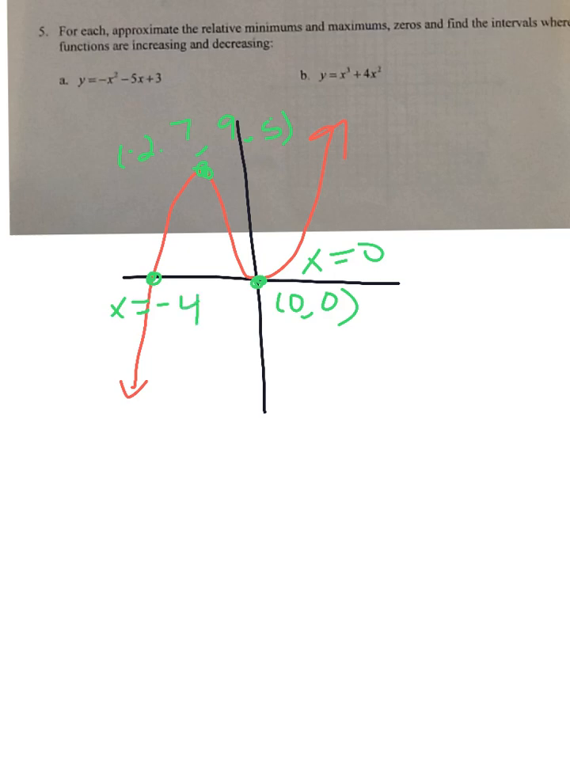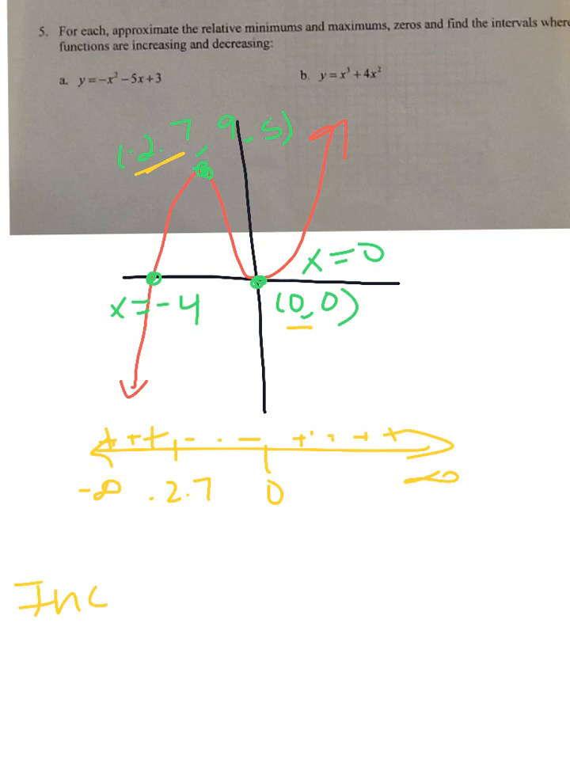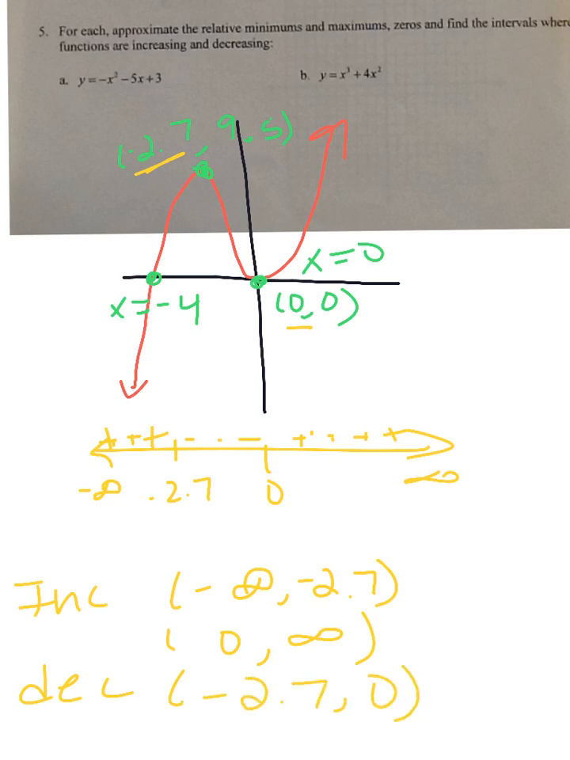And now I need where it's increasing and decreasing. So you're going to plot the x value for your max and your min. All right, so it's increasing here, decreasing here, increasing in here. Okay, so it's increasing from negative infinity to negative 2.7, and it's also increasing from 0 to infinity, and it's decreasing from negative 2.7 to 0.